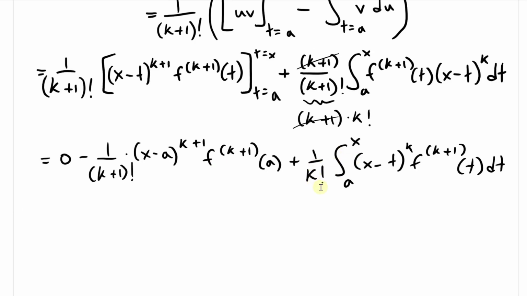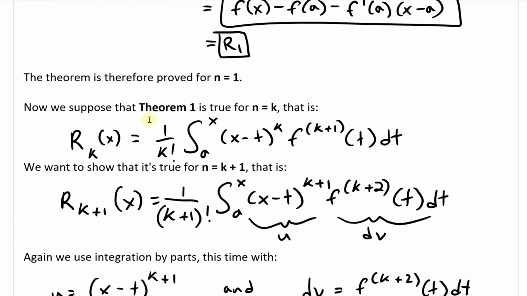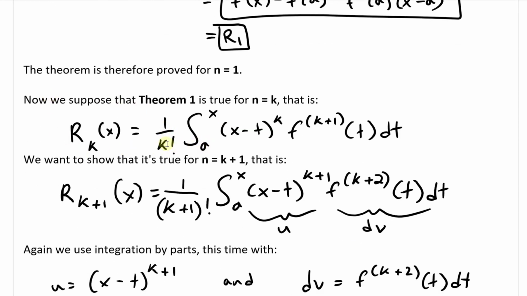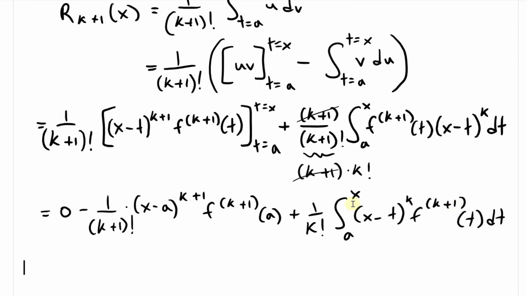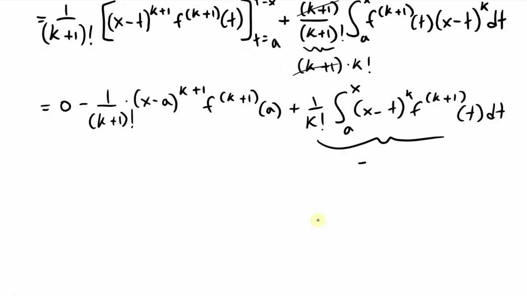Alright, now that we have this, and notice we have this part right here. This is the 1 over k factorial. This is x minus t to the power of k times f to the power of k plus 1 of t dt. That's exactly this part right here. That's just Rk. This is 1 over k factorial, integral from a to x, and there's x minus t to the power of k. This is k plus 1. This is k plus 1, there's k, 1 over k. So in other words, this whole thing is equal to Rk of x, like that.